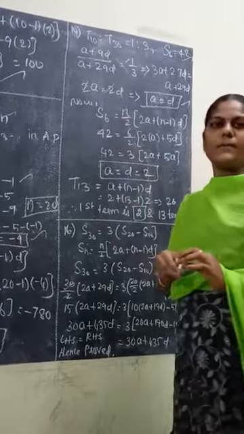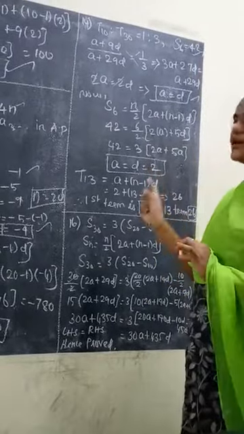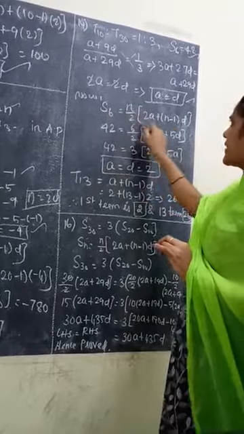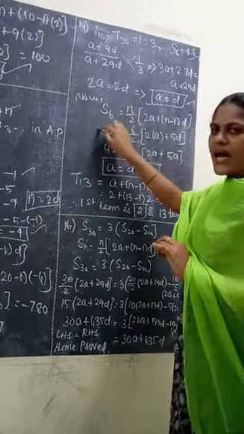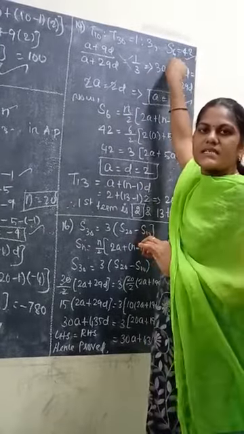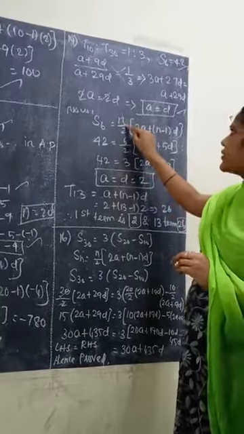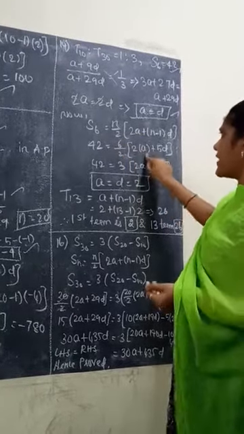Now we are going to apply the nth term. We need to find the S6 value. Using S6 we need to find a and d. So what is S6? S6 equals n by 2 into 2a plus n minus 1 into d. So already we have the S6 value. What is given in S6? S6 equals 42. So 42 equals, the n value is 6, 6 by 2 into the a value, d value.